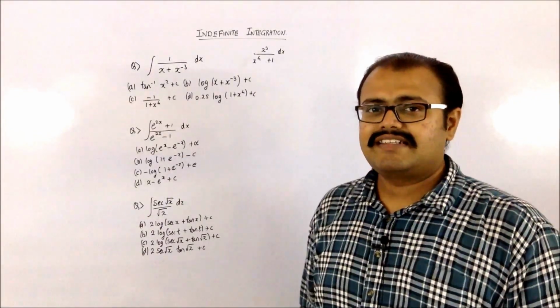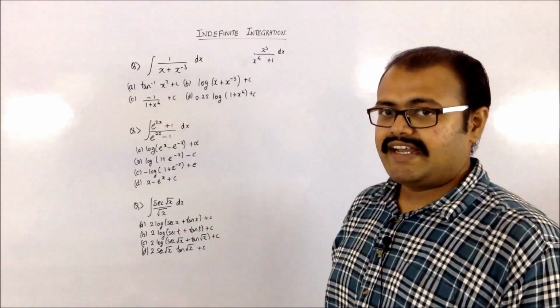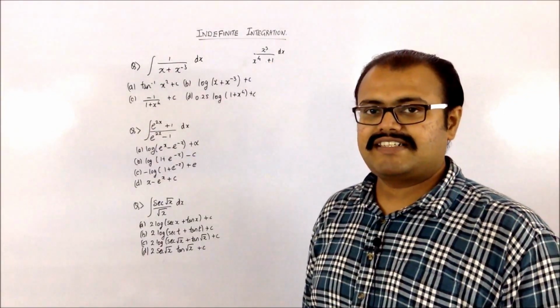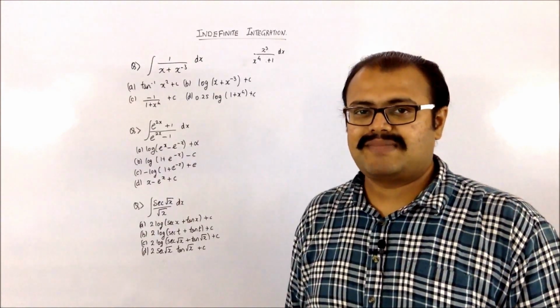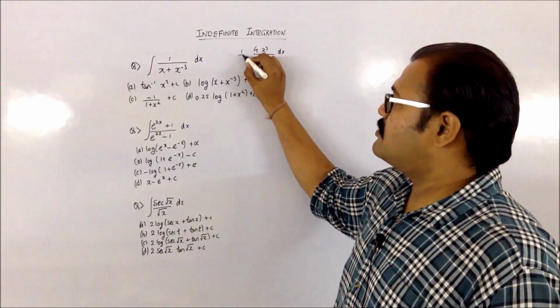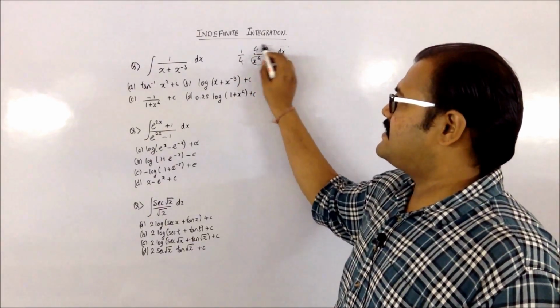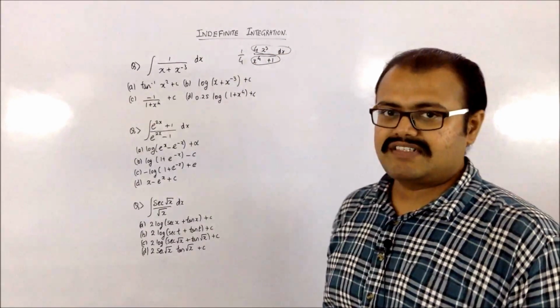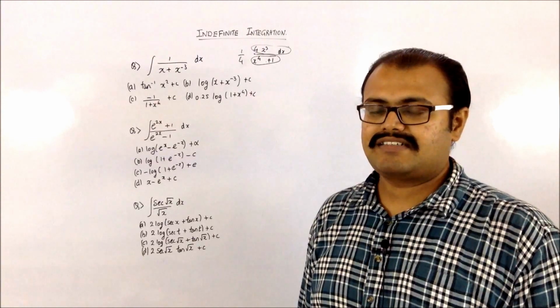So if you substitute the function x raised to 4, its derivative, you should know, is 4x cube. Now 4 is a constant, so you can just multiply and divide by 4. So what you have is your function here, and the derivative part is present in the numerator.